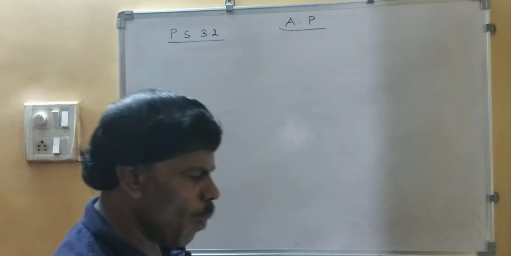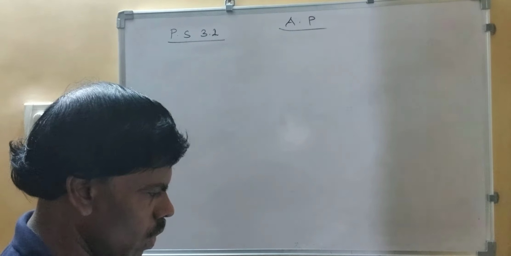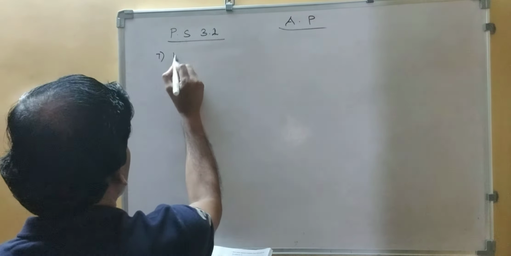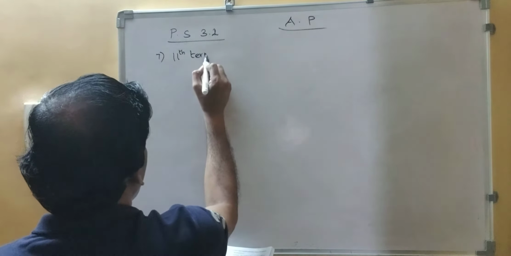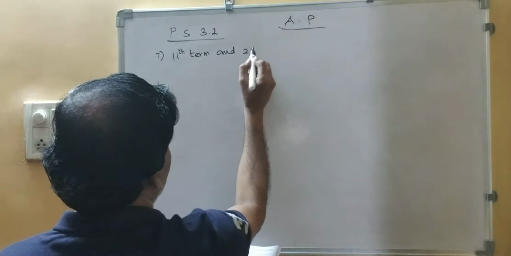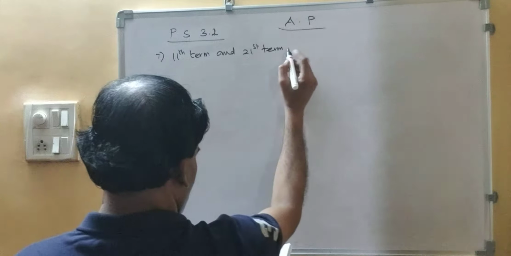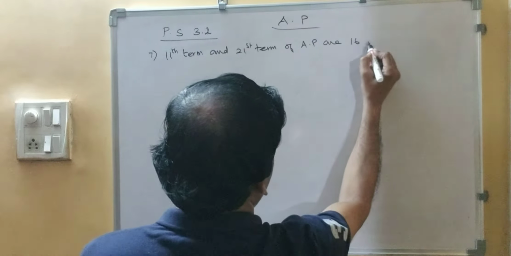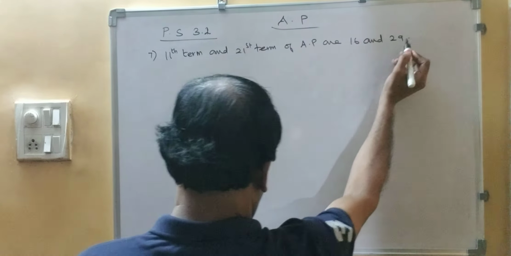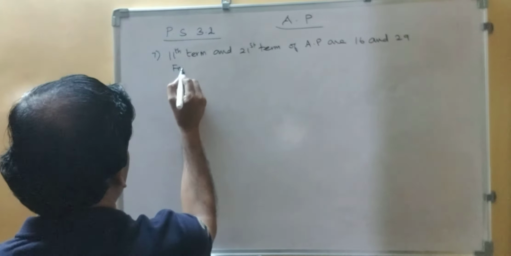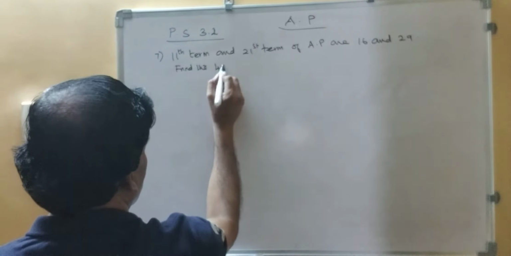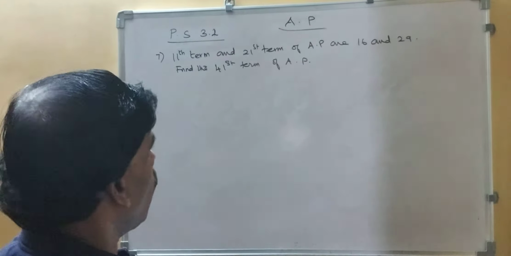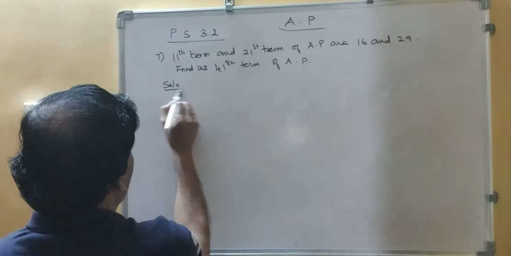Next one is different. 7th sum. The 11th term and 21st term of an AP are 16 and 29. Find the 41st term of the AP. Okay, now listen very carefully.